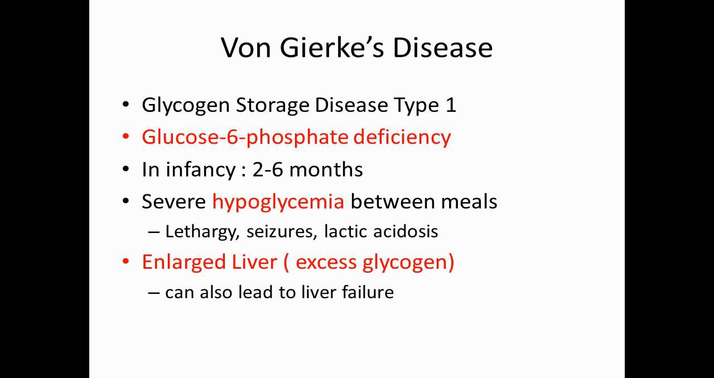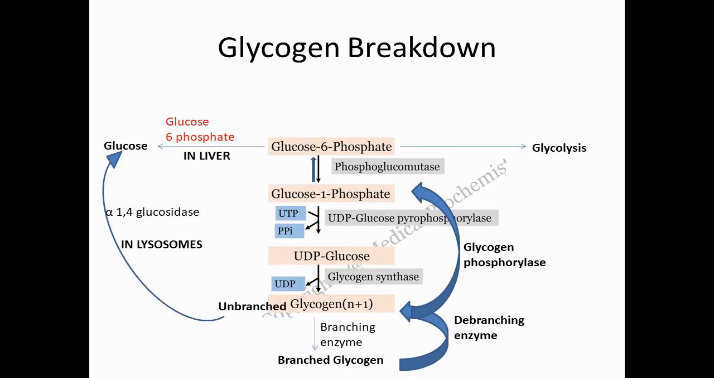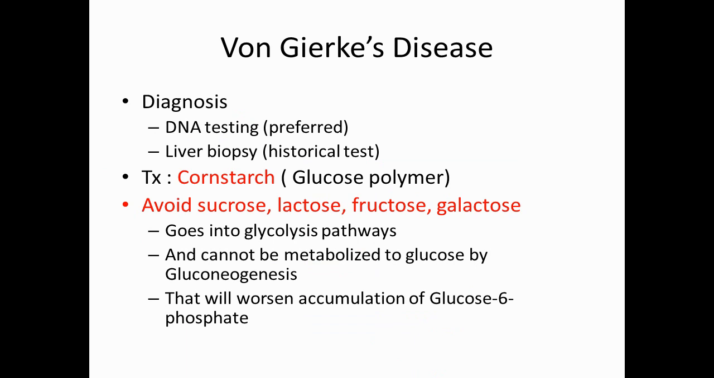This can also lead to liver failure. So in von Gierke's disease, there will be deficiency of the glucose 6-phosphatase enzyme, which is only found in the liver. So there will be accumulation of glycogen in the liver, and therefore we will see the symptoms of hypoglycemia. But we will not see the symptoms related to muscles, like weakness, because this enzyme cannot be found in muscles. We can make the diagnosis by DNA testing, which is the preferred technique, and there is a historical technique, which is liver biopsy.